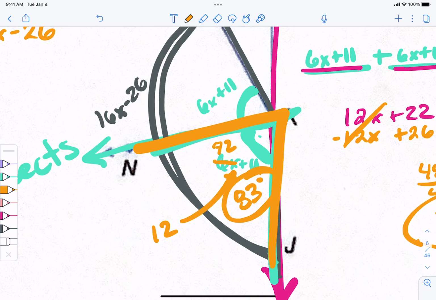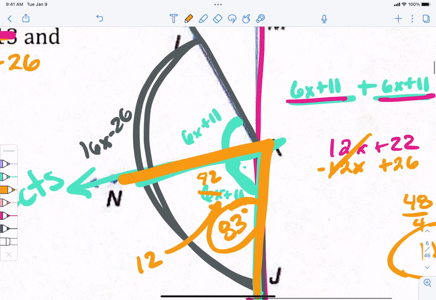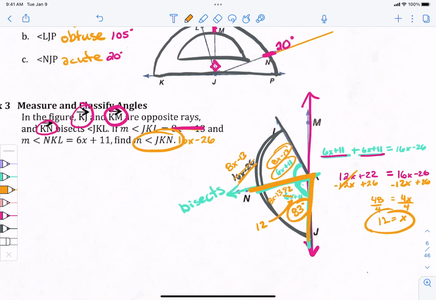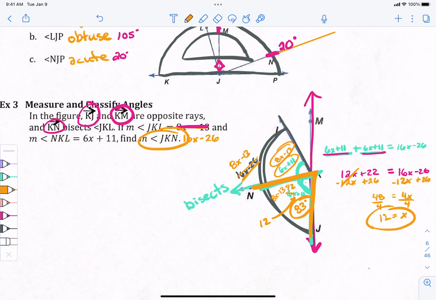Okay, now Tate's method. Here's what Tate said. He said, wait a second, 16x minus 26, you can reduce that in half, and that becomes 8x minus 13. So that means each side is 8x minus 13. So if that's the case, then we could say this is equal to this, right? Instead of doubling it, we half it, and we would get x equals 12, and we would plug back in and get 83 degrees. That's JKN. That's pretty epic. Very good.